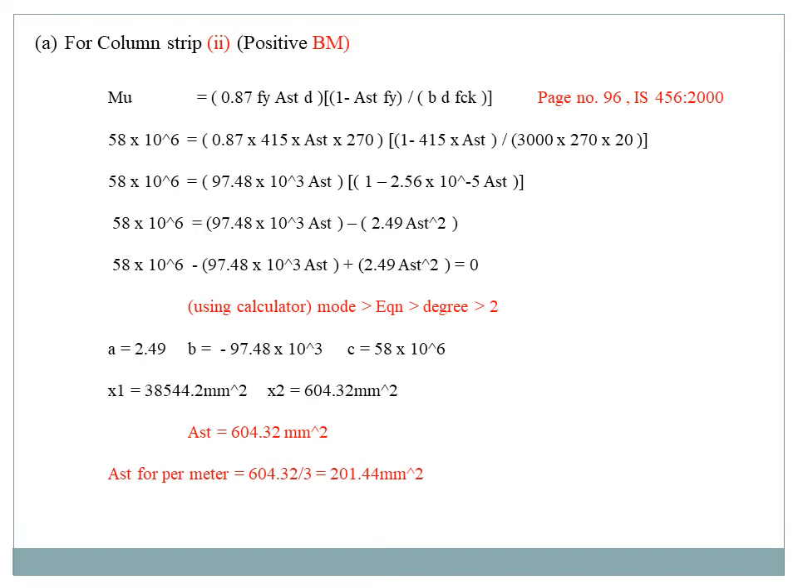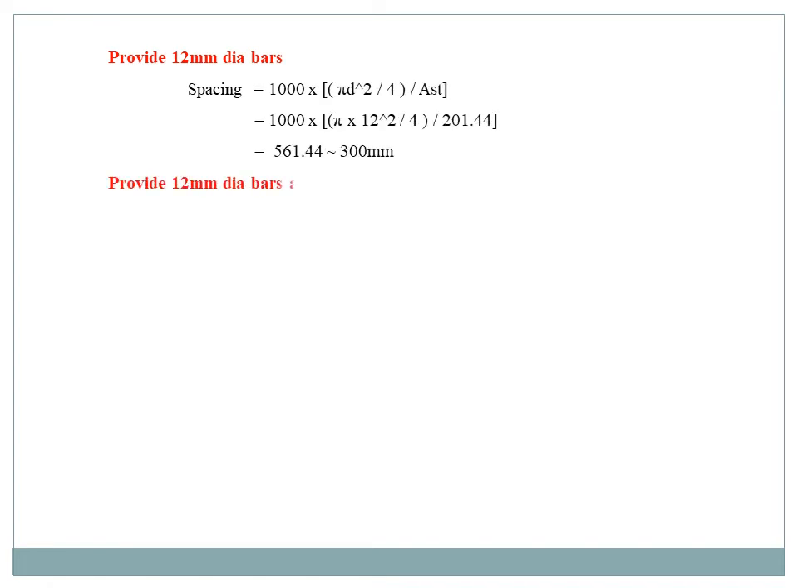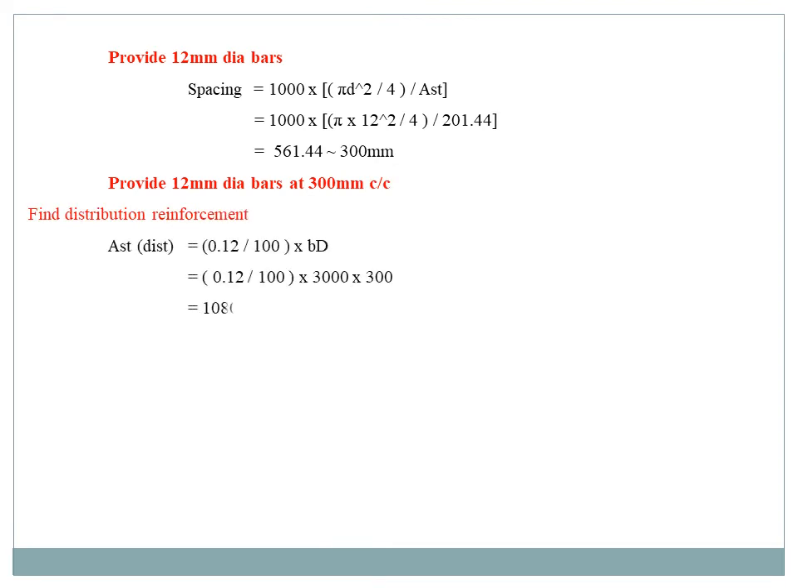So apply the calculator, then take the least value for AST. So AST is equal to 604.32 mm square. So convert into per meter. So 604.32 divided by 3 is equal to 201.44 mm square. Next we find the spacing, the same as the previous step for the column strip negative moment. All the steps repeat the same, only the AST values change.